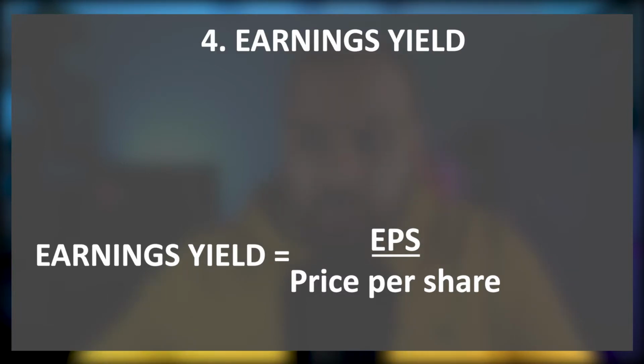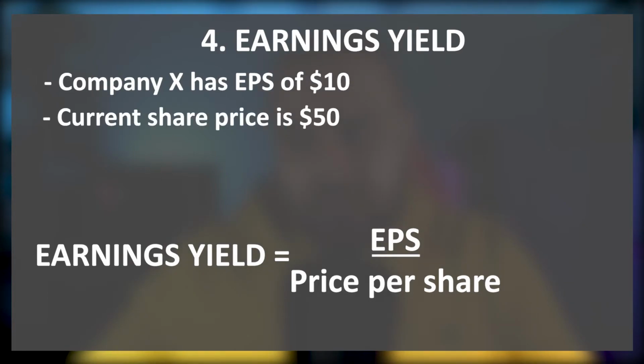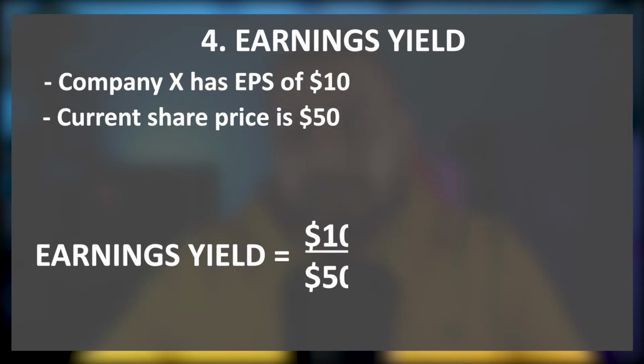So let's go for an example. Company X has an EPS of $10 and its share price currently is $50. So that means if we do $10 divided by $50, it will give us an earnings yield of 20%. That is much higher than the US 10-year Treasury bond, which is 3.22%. So that would seem like a good investment.